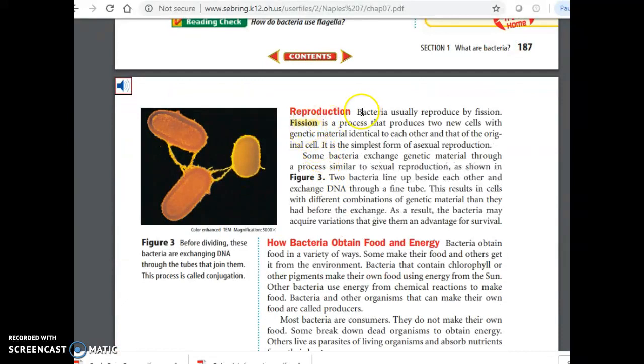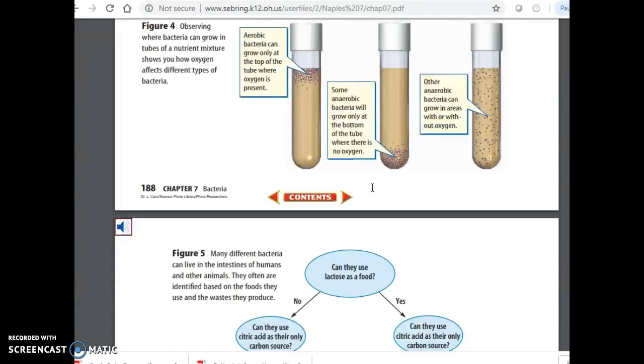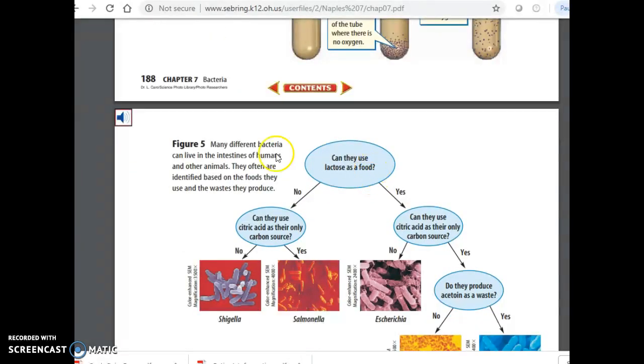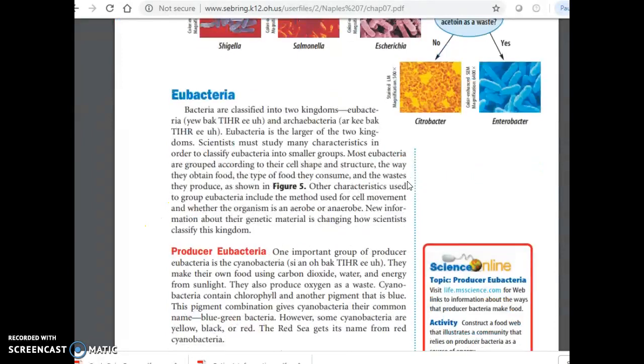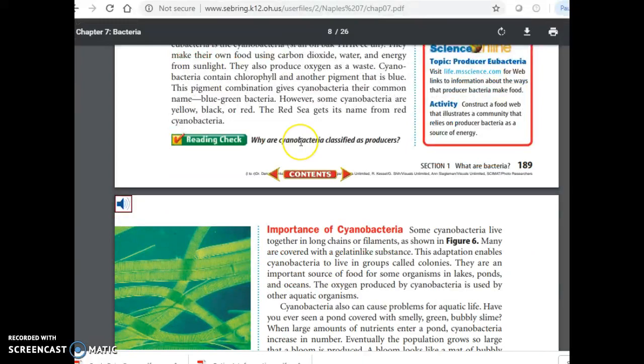Remember reproduction, bacteria reproduce by fission, a process that gives you 2 new cells. And then we know that they can be aerobe or anaerobe, which means that they're with oxygen or without oxygen. And so we have here eubacteria, where that's the bacteria classified into those 2 kingdoms. And so eubacteria is the larger of the 2.